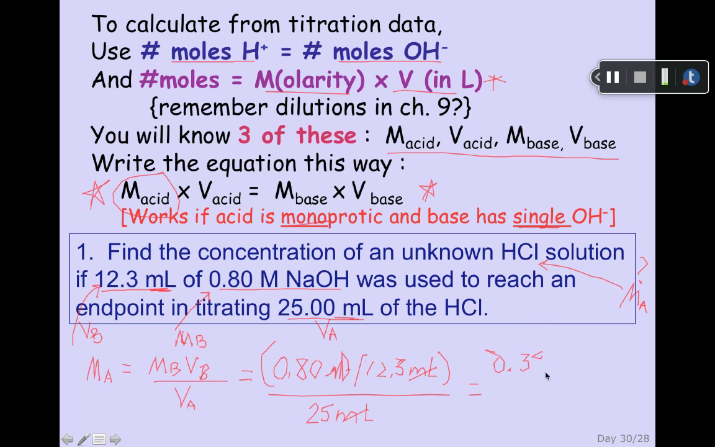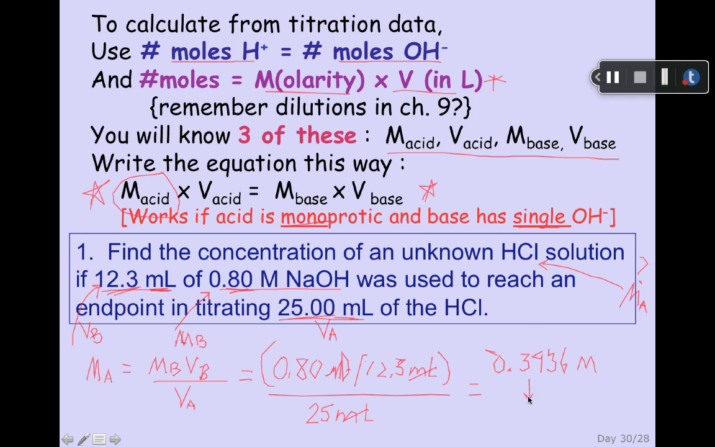Well, let's suppose we should remember sig figs. 0.3936, and the units should be molarity. And how many sig figs belong in your answer? Stop and think. This is all multiplication and division. And so in your values given in the question, you have 3 for the 12.3, you got 4 for the 25, and you have 2 for the sodium hydroxide, 0.8.